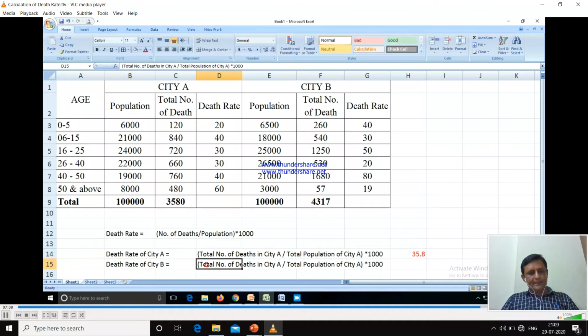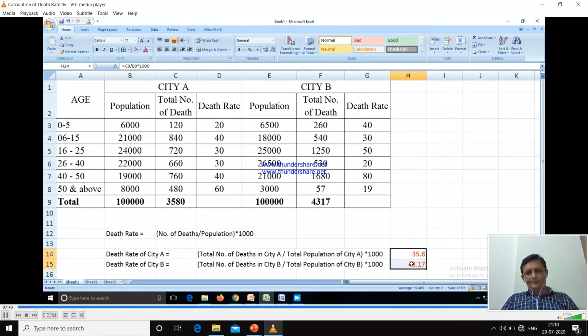Similarly, we'll apply this for city B again. Let me change the population for city B. Okay, so here we have the ready-made formula for city B as well. Once again, the same form we are going to use. So let me enter the values: equals 4317 for city B, that is the total deaths, divided by total population of 1 lakh, as given in E9, into 1000. Here we have 4317.